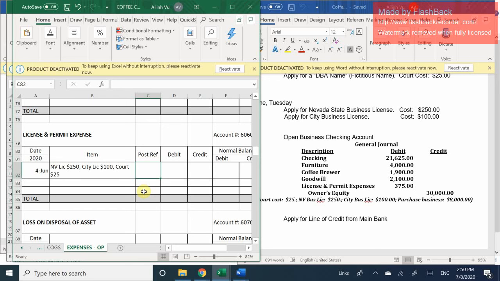So my post reference is General Journal number 1. And how much did I increase my account for? $375 on the debit side.